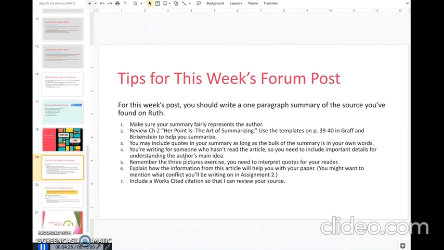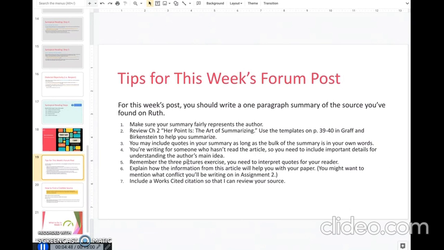Keep in mind that you're writing this summary for someone who hasn't read the article, right? You're writing this for your classmates and for myself. So we don't know anything about this article. We haven't read it as a group. So keep in mind that you need to provide important details and information to help us understand the main ideas or the evidence in the summary.